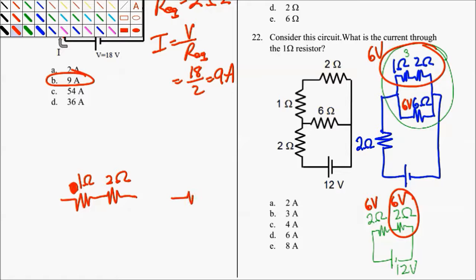Now, if I have a 1 ohm and a 2 ohm resistor, that's going to be an equivalent of 3 ohms with 6 volts across it. That gives me my current of 6 over 3, or 2 amps. So that means I have 2 amps here and 2 amps here. If I want to know the current, well, that's the answer.